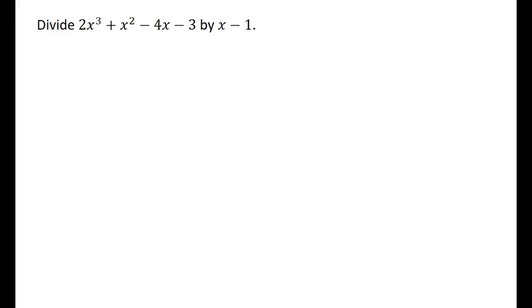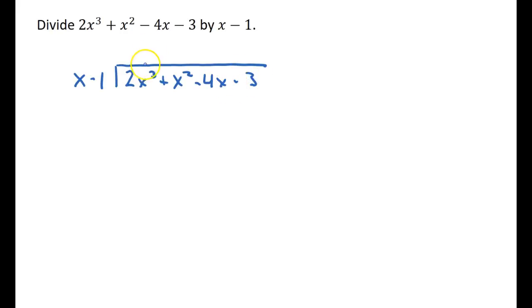Okay, let's do another example. I'm going to divide x minus 1 into 2x cubed plus x squared minus 4x minus 3. And this time I multiply x by 2x squared. That will give me 2x cubed, and 2x squared times negative 1 is minus 2x squared. Subtract. x squared minus a negative 2x squared is positive 3x squared.